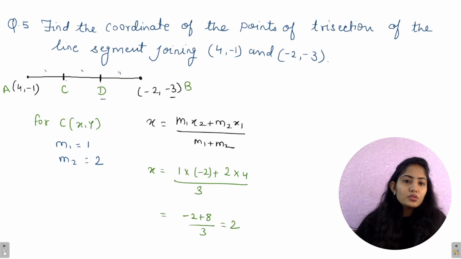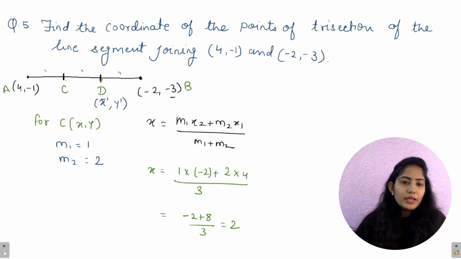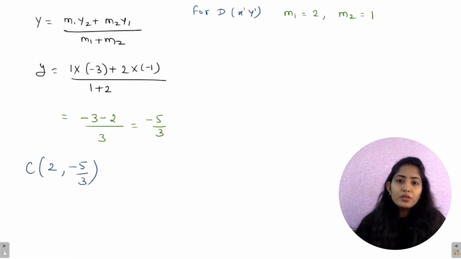So let's consider this is x dash and y dash. Now what we have to do is find d, that is x dash and y dash. Here m1 will be 2 and m2 will be 1, because here is d. Clear? Now we have to find the value of x dash.